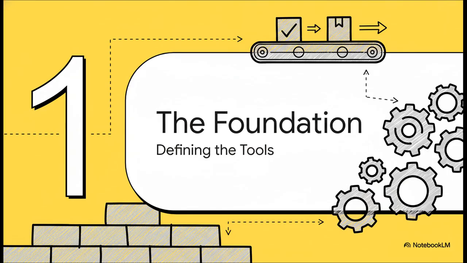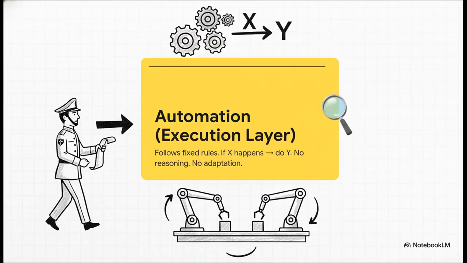We'll start by defining our tools, and let's begin with the one we all know and, well, probably use every day: good old automation. So think about automation as the execution layer. It's basically a loyal soldier. You give it a very specific script and it follows it, no questions asked. If X happens, it does Y, period. There's no thinking, no adapting, it's totally deterministic. The same input gets you the exact same output every single time.